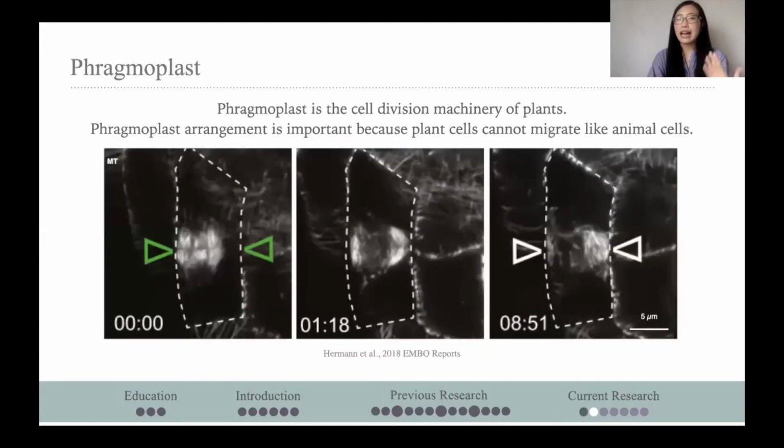Why exactly that is really important is because plant cells can't move around like animal cells. So once you have this cell wall in the middle, that's it. You can't change it and you can't just move around. That's stuck. And if you don't do it properly, that will be a problem.